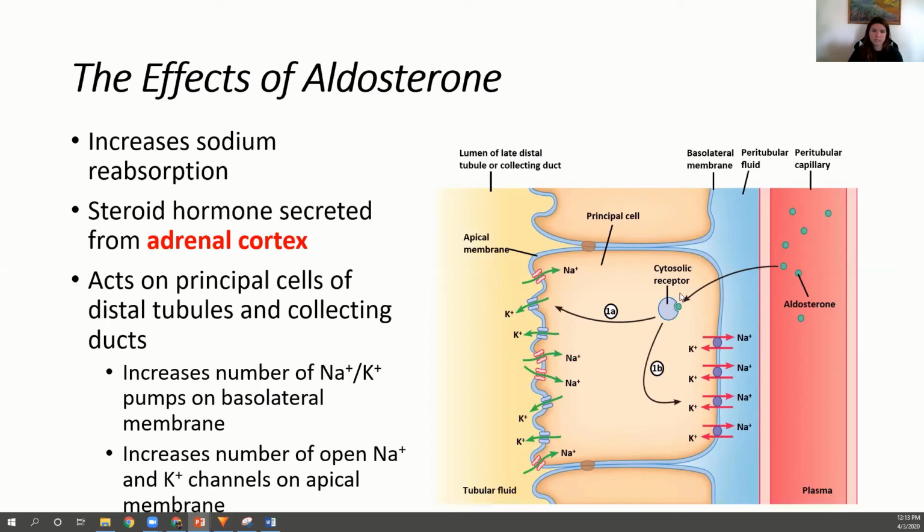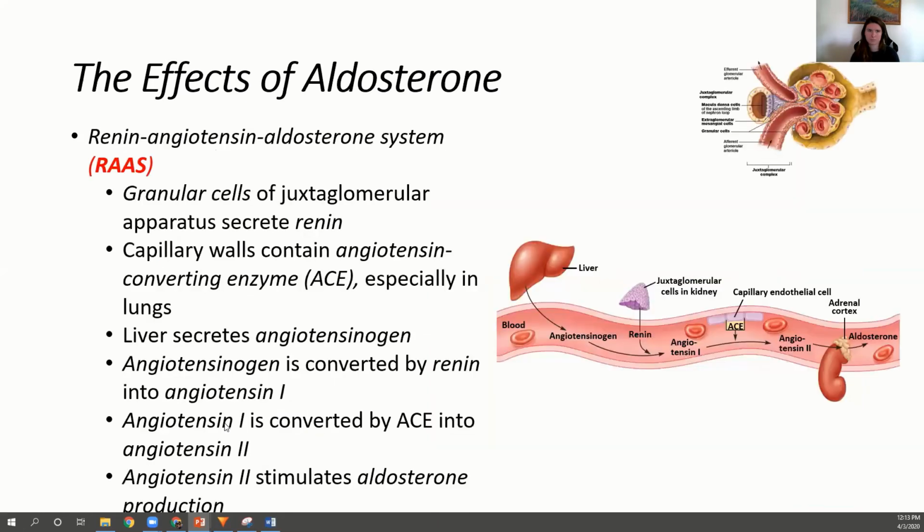So there is a receptor for aldosterone. Aldosterone doesn't need a receptor on the outside of the cell because it can diffuse across the membrane as a steroid hormone. But there are receptors in the cytosol of the cells to receive aldosterone. So aldosterone is diffusing into the cell, binding to this receptor, and then this receptor, through some mechanism, puts more sodium channels into the apical membrane and increases the number of sodium-potassium pumps that we have in the basolateral membrane. Okay.